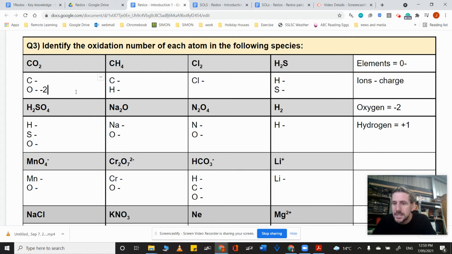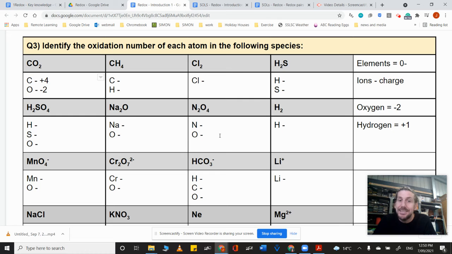Oxygen here is going to be -2 because it's in a compound. It's not an element. Okay, so each oxygen here is -2. What that means is 2 of these is -4. The carbon, therefore, must be +4 because it has to add up to overall 0 charge. So again, oxygen's -2 because that's our rule. There's 2 of them, which makes -4. That means the carbon must be +4 because it has to balance out. So hopefully that makes sense for the first one.